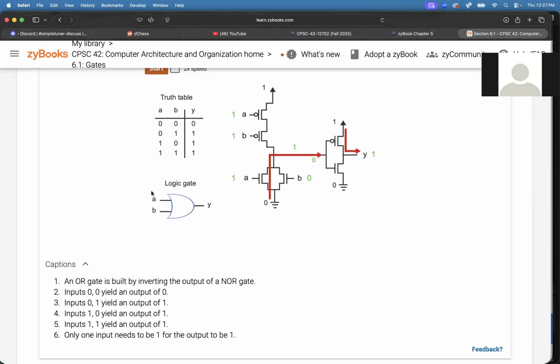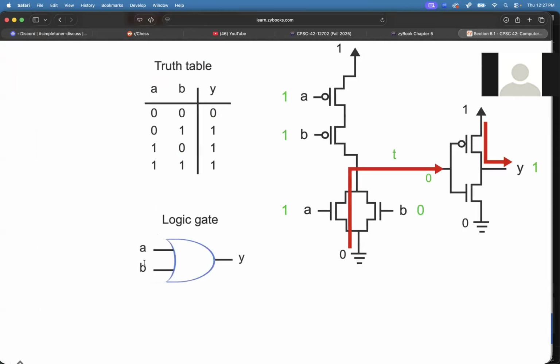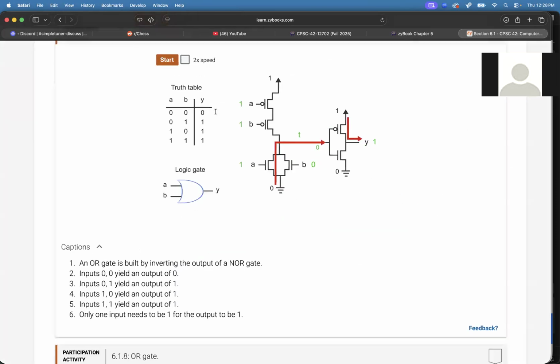Same thing for an OR gate here, where this time with an OR gate, 0, 0 gives you 0. Every other combination gives you a 1. So if there's a 1 involved on the A and B, then you're going to get a 1 on the output for an OR gate. So 1, 1 gives 1, 1, 0 gives 1, 0, 1 gives 1. But when you have 0, 0, you get a 0.